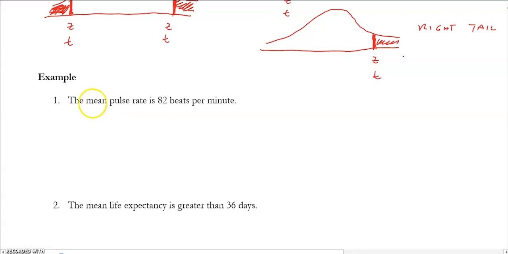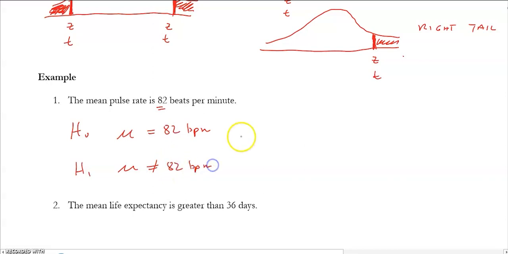In our first example, we have the mean pulse rate is 82 beats per minute. So if we put our hypotheses together, the question is saying that the mean is equal to 82 beats per minute, or the mean is not equal to 82 beats per minute. What does this do for us in terms of the type of hypothesis test we're dealing with? Well, this actually implies a two-tail situation. When we have equality, it's a two-tail situation.